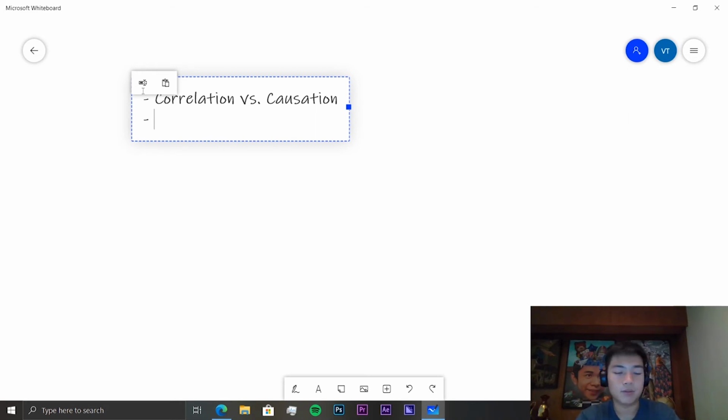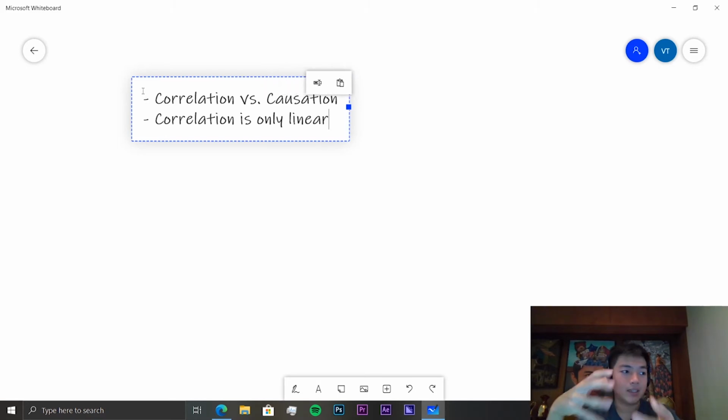The second one that's wrong is that correlation is only linear. And this is clearly not true. Variables can clearly be linked in nonlinear ways. In fact, most of the time they are linked in nonlinear ways. It's hard to recognize or to graph nonlinear variables by hand, but technology can allow us to do that.